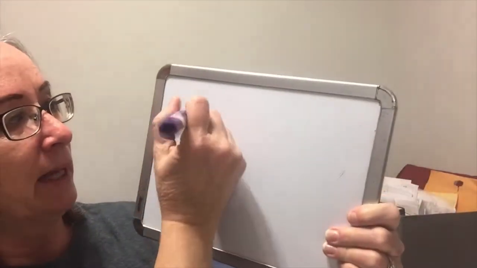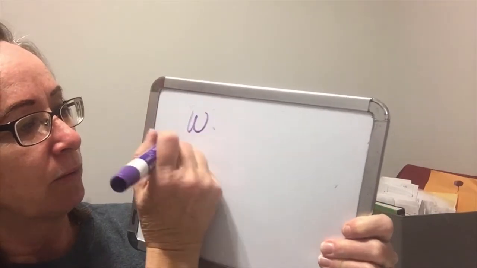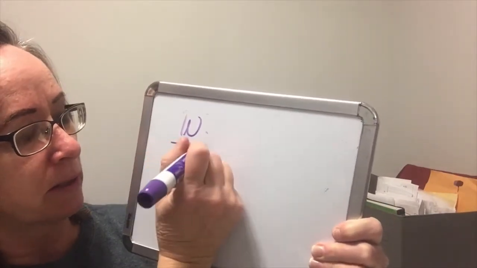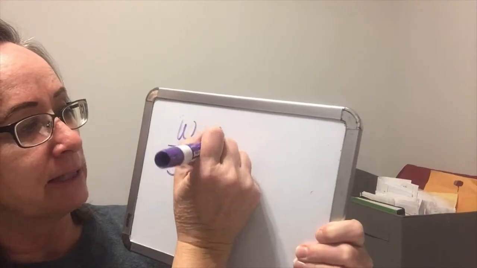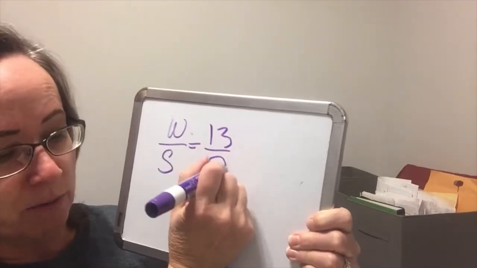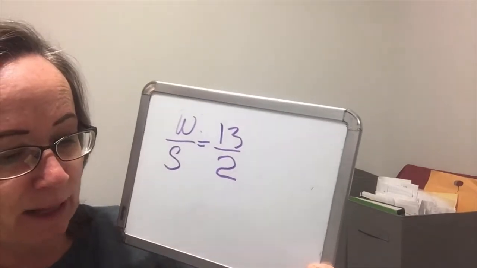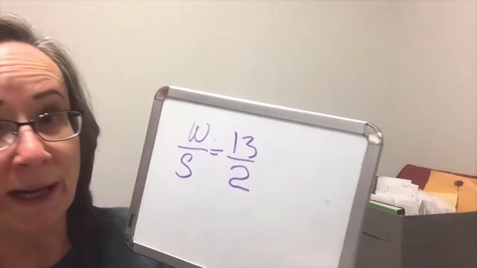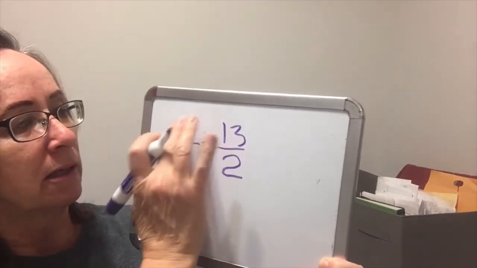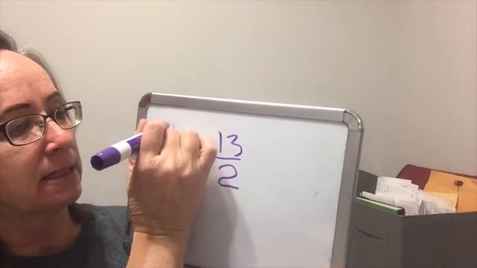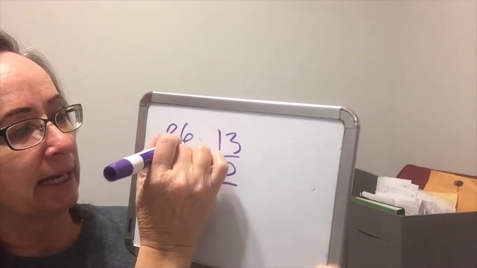I'm going to put this on another board since we're out of room there. So we have wrigglers to squirmers was 13 to 2. That was the ratio that they gave us. And then they said that we have 26 were wrigglers. So we're going to replace this with 26.